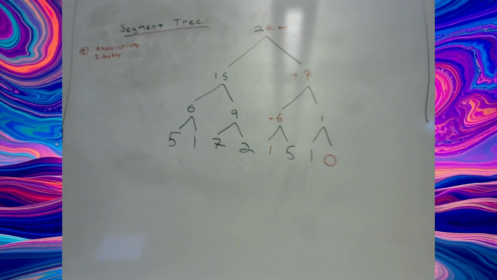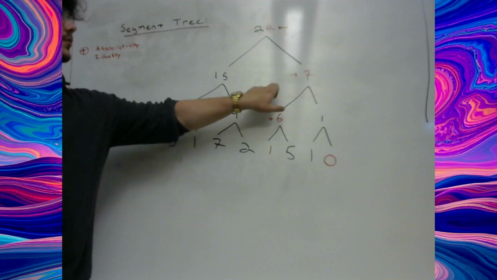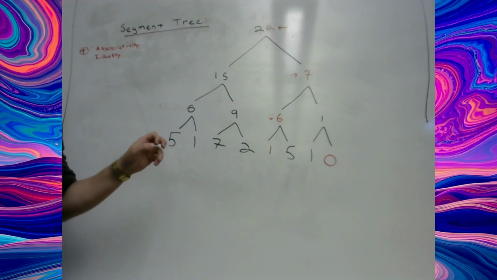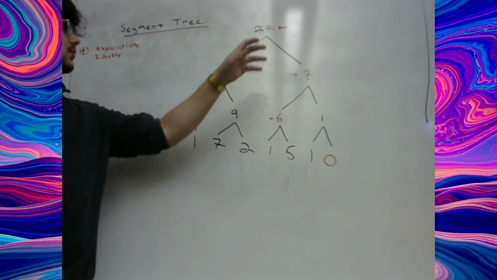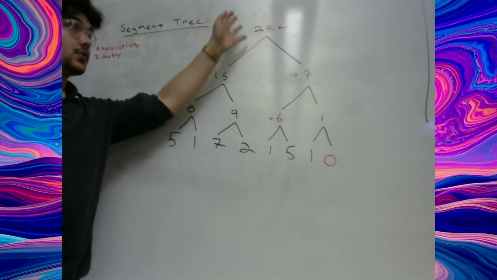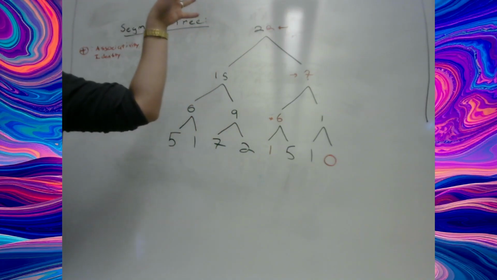So update's much simpler than the query, but you can see how, at worst, when we do an update, we need to traverse the whole tree upwards, which is for n nodes, right? That's going to be log of n updates.